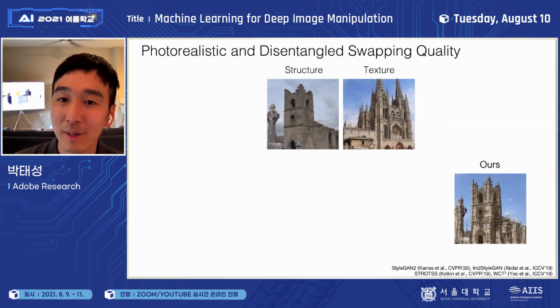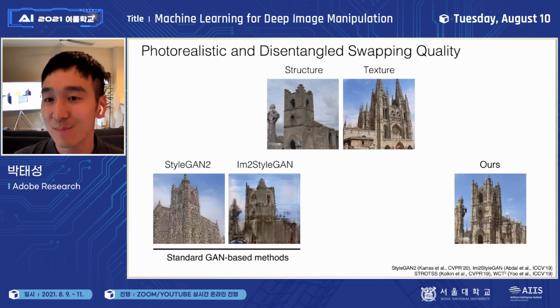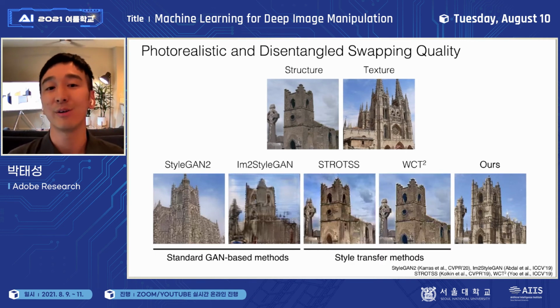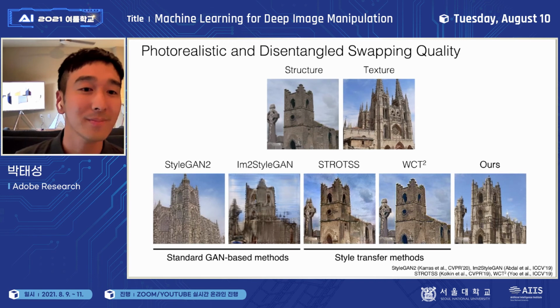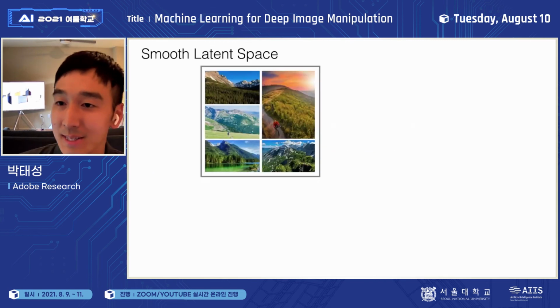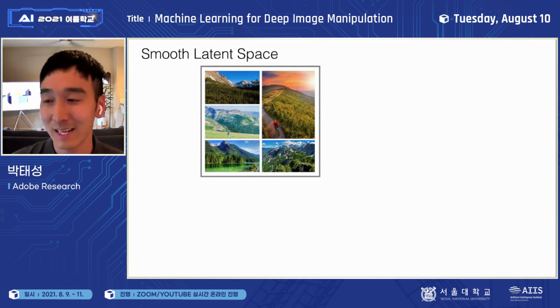Our quality of swapping is also better than the existing method. The standard GAN-based methods produce unrealistic images, and we also compare our methods to style transfer methods, and they don't look as good as ours. But what's more interesting about our method is that the embedding space turns out to be smooth, allowing vector arithmetic.